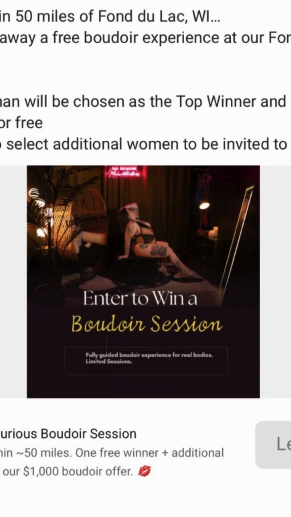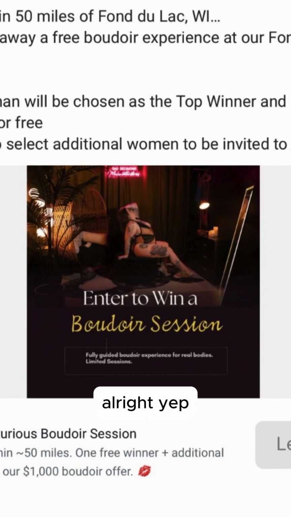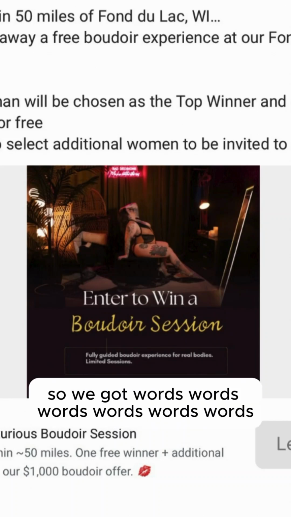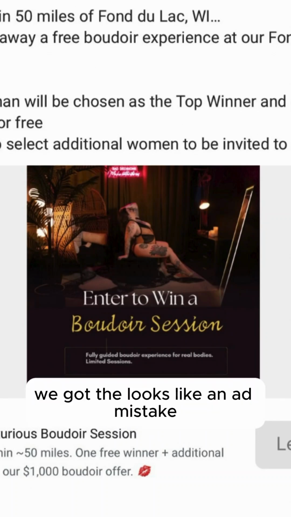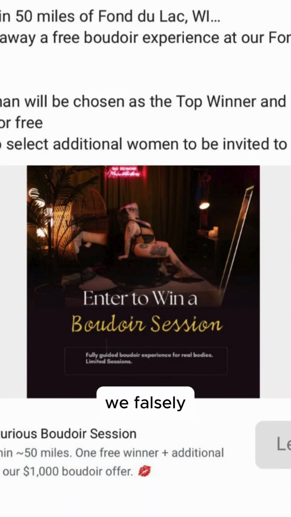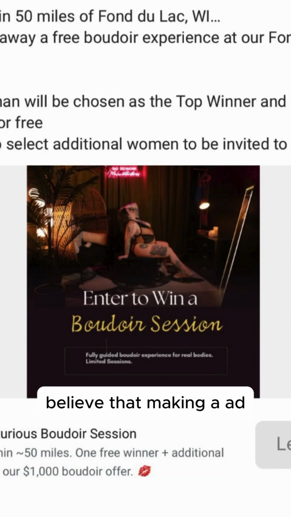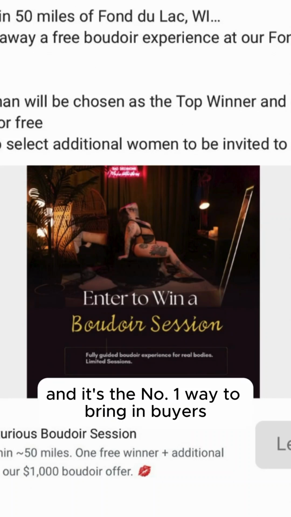Next, looking at the photo here, the creative. We got "enter to win a boudoir session." All right. Yep. So we got words. So mistake here, we got the looks-like-an-ad mistake. The false belief that causes us to make this mistake is we falsely believe that making our ad look like an ad is a smart play, and it's the number one way to bring in buyers.